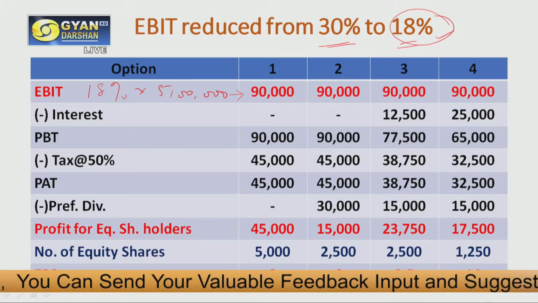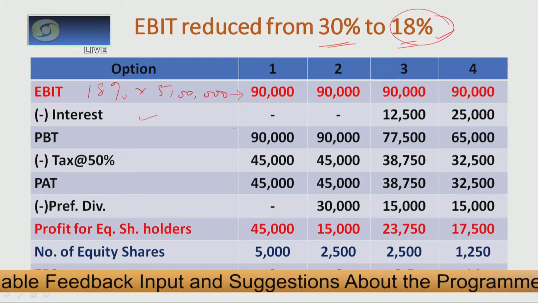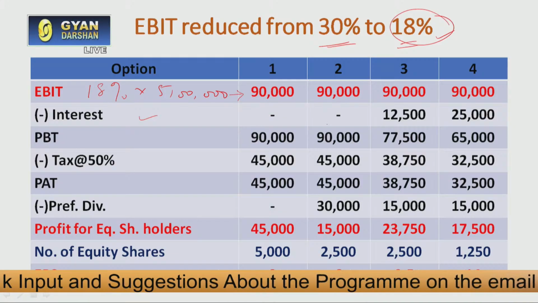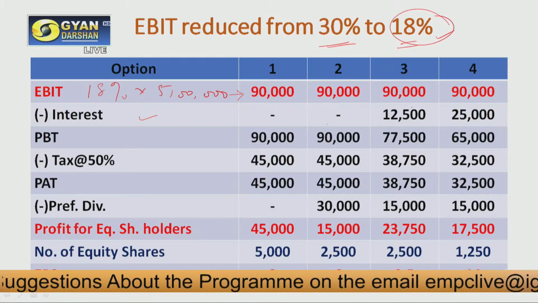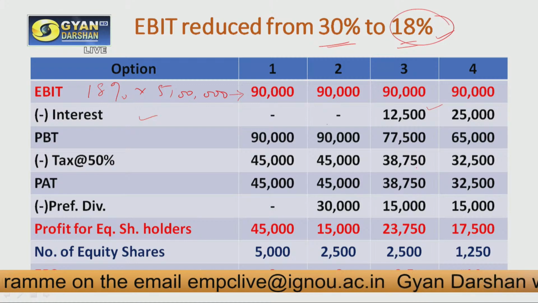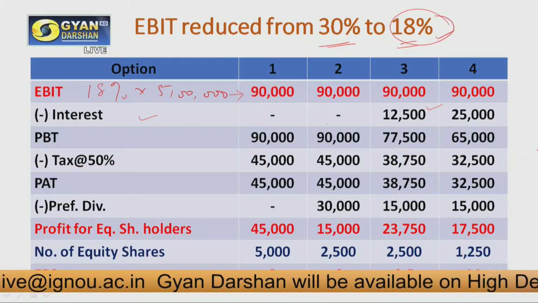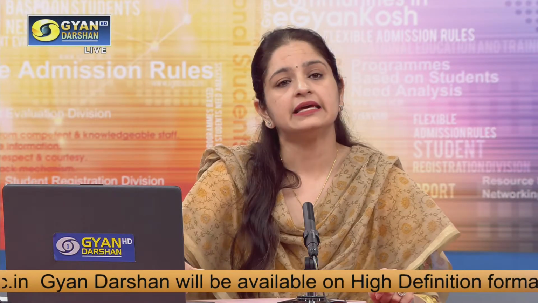Again, we have to follow absolutely the same steps. So very first, we need to deduct interest. Again, in first 2 cases, we don't have interest. In third case, we have 25% proportion, which is coming from debentures. So we have to deduct 12,500 in the form of interest and 25,000 here in case 4.